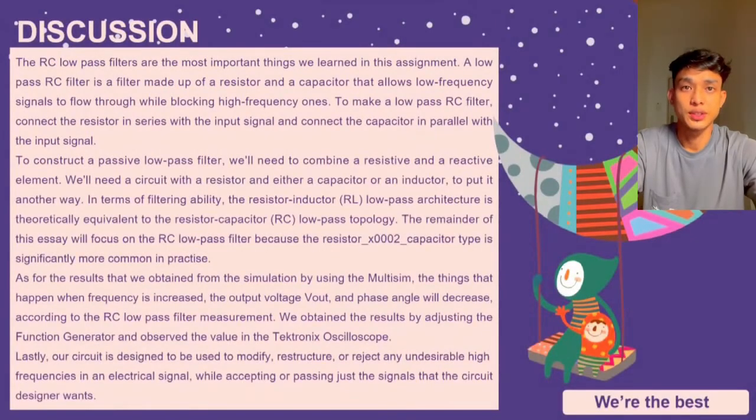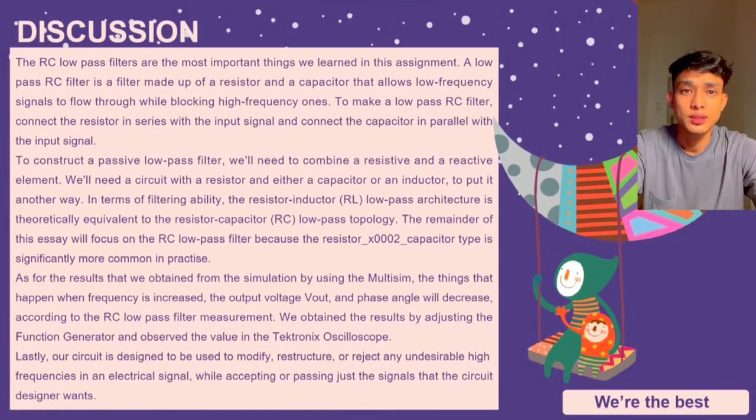For the discussion, the RC low-pass filters are the most important things we learn in this assignment. A low-pass RC filter is a filter made up of a resistor and capacitor that allows low-frequency signals to flow through while blocking high frequency. To make a low-pass RC filter, connect the resistor in series with the input signal and connect the capacitor in parallel with the input signal.